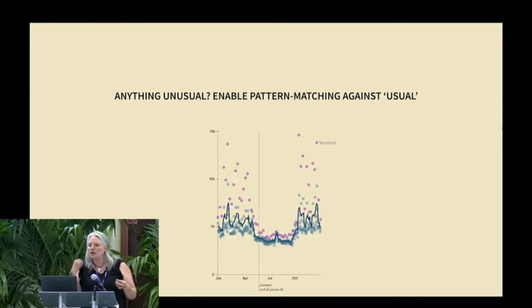So if anything's unusual, you can enable pattern matching. You can have complex charts that have enough texture that you can notice, oh, Sundays tend to be our big days, but what about those other days? What's happening there? And a lot more of them happened later than earlier. That's interesting. You have enough data to be able to compare unusual to usual and have an answer to that.